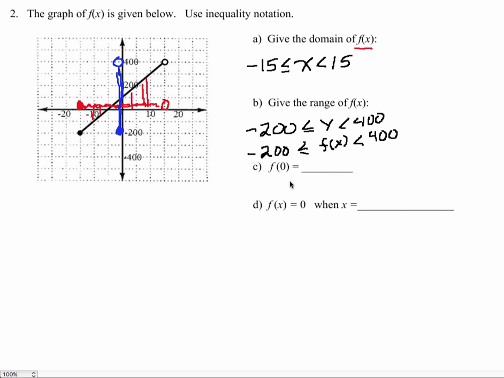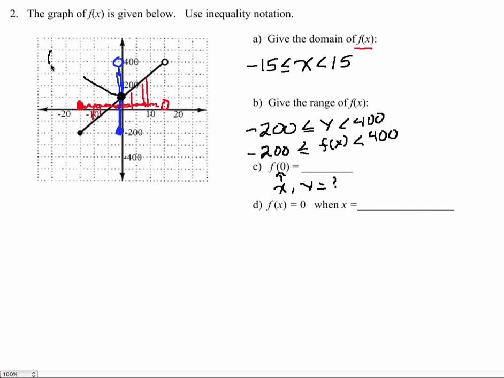Okay, the next thing they want to know from us is what f of 0 is. Well, what they're saying here is that the x value is equal to 0, and they want to know what is the corresponding y value equal to. So when x is equal to 0, what does that mean? Well, that means that we must be on the y-axis. So what we're really looking for is our vertical intercept or our y-intercept. So in other words, we want to know what is that ordered pair right there.